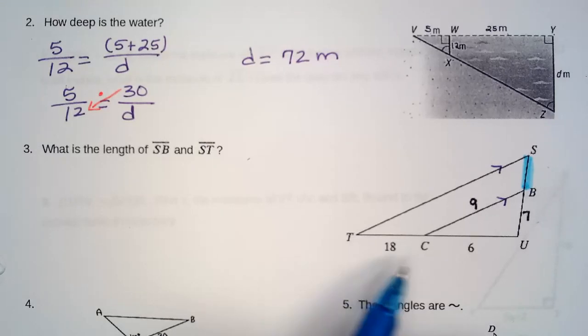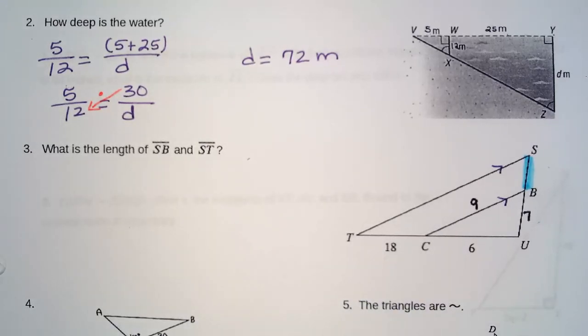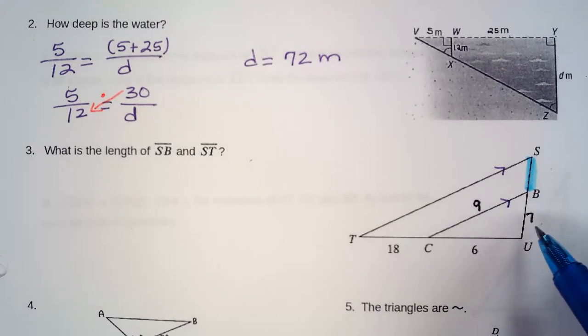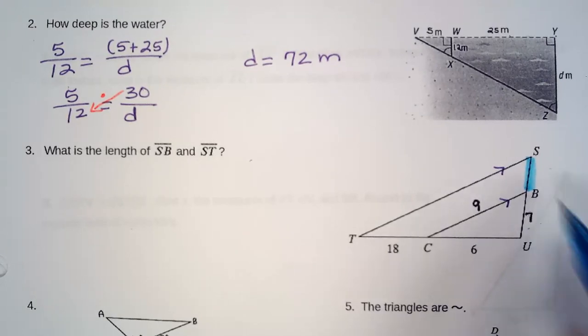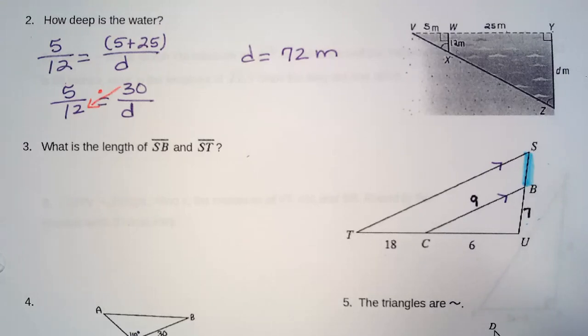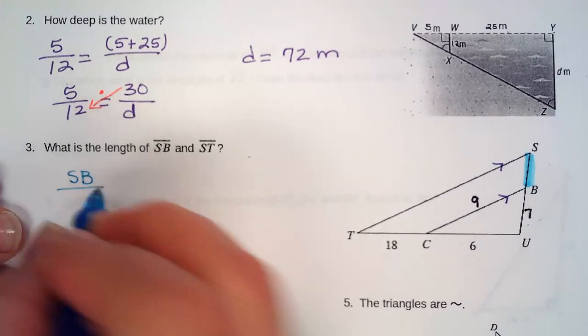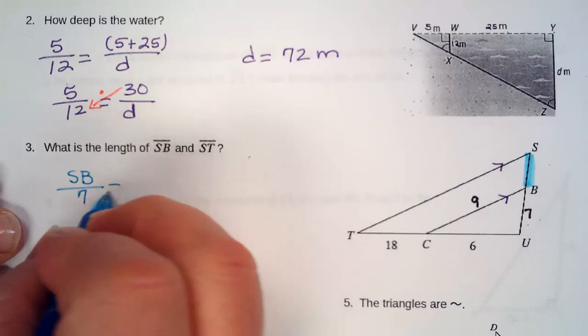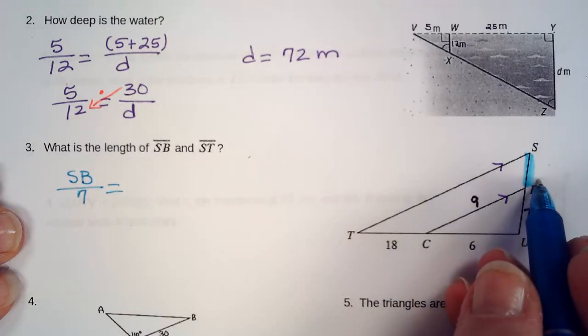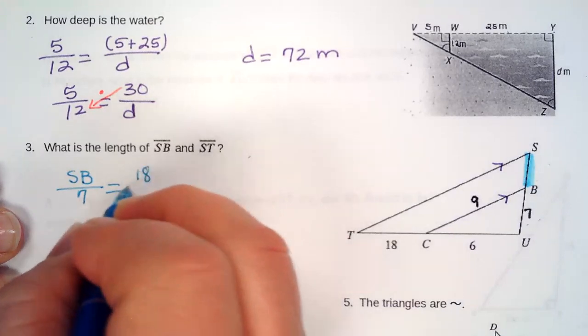The bigger piece is 18, the smaller piece is 6. What is their relationship? If you said that 6 times 3 gives me 18, it tells you what you need to apply here to find that other piece. So if you did not see it, SB over 7 is equal to, SB is on the top, 18 over 6.